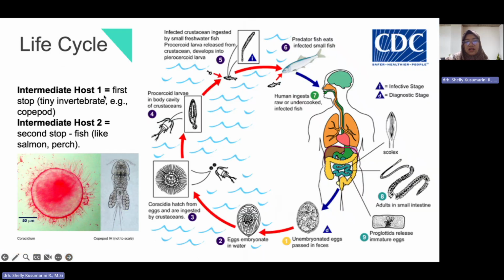And how about the life cycle? You can see Diphyllobothrium latum has two intermediate hosts. The first one, copepod. This is the visualization on the screen. And this is the coracidium, the immature stage of the metacestode. And then this is the metacestode stage we call procercoid and plerocercoid also. And then fish like salmon and perch, and the predator fish eats the infected small fish. And then humans also can ingest raw or undercooked infected fish.